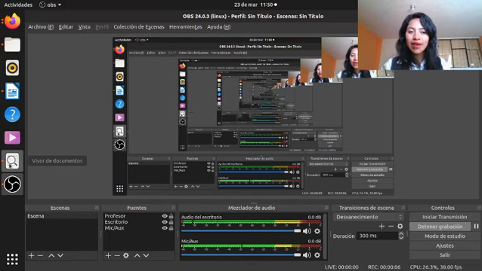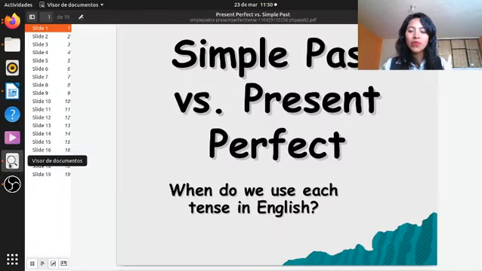Welcome to our class. Today we are going to review the difference between simple past and present perfect in meaning, right? But first of all, I want you to remember what is the auxiliary for the simple past? Very good. And what is the auxiliary for the present perfect? Excellent, very good. The auxiliary for the simple past is did, and the auxiliary for the present perfect is have or has, according to the subject, right?